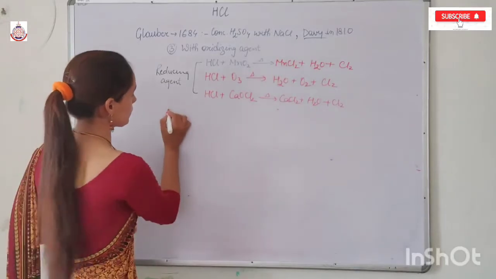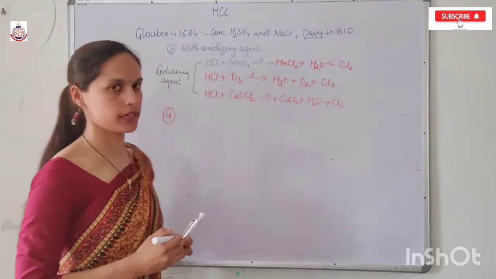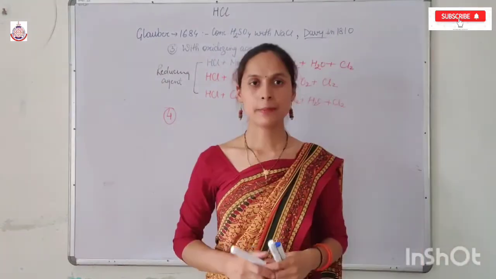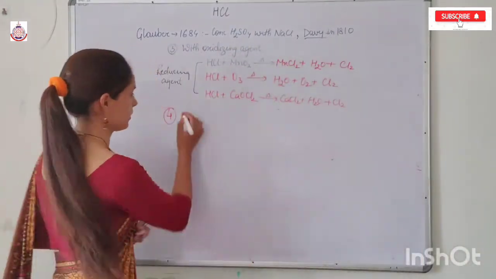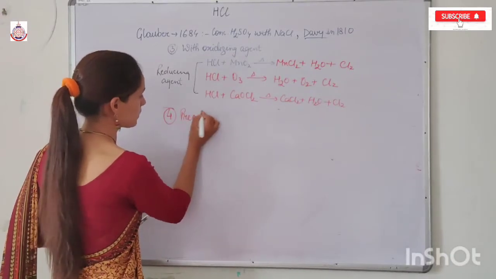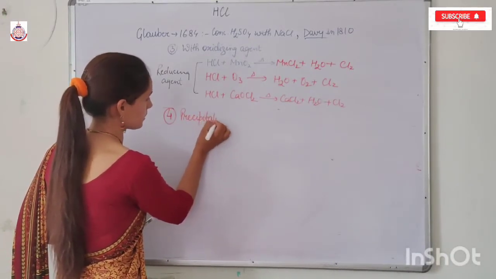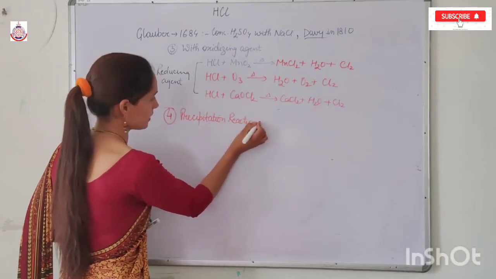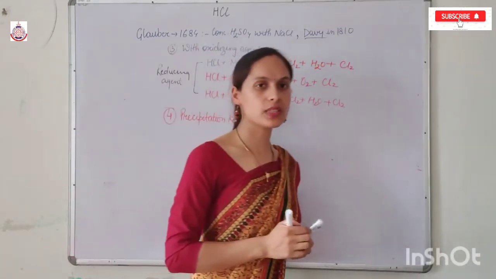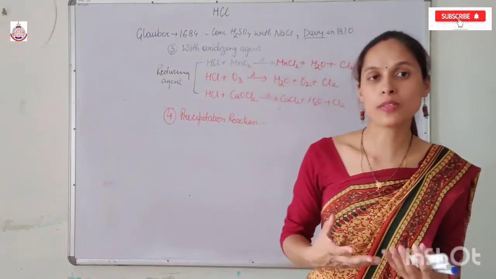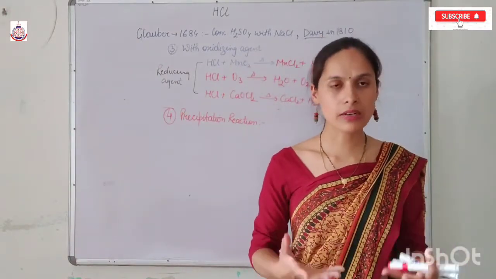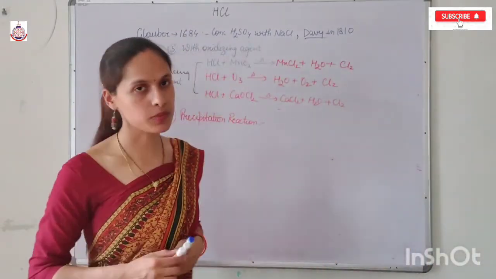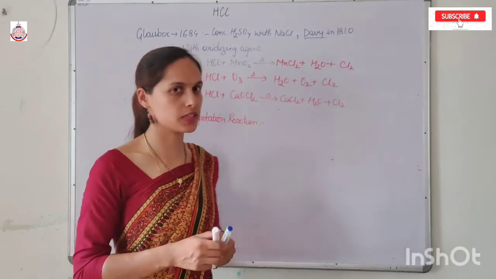Now the fourth chemical property. The fourth chemical property of HCl is the precipitation reaction. HCl reacts with the soluble salts of lead, silver and mercury to form insoluble precipitates. That's why it is a precipitation reaction.